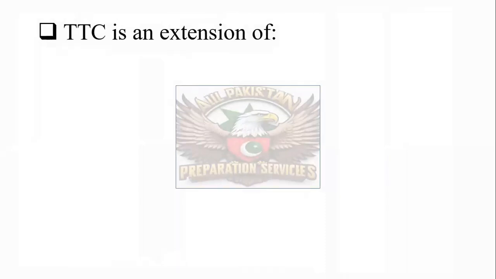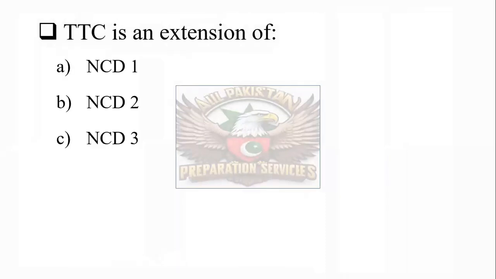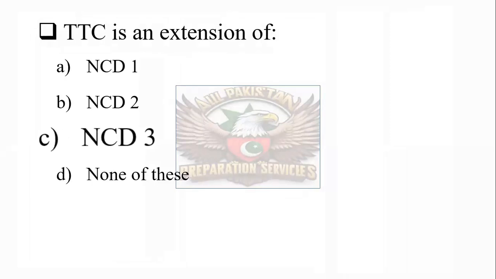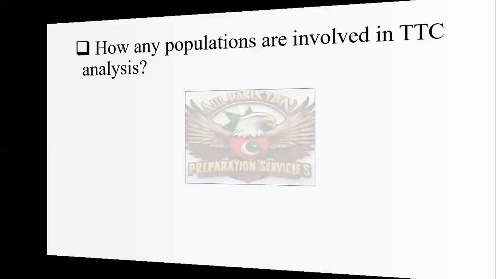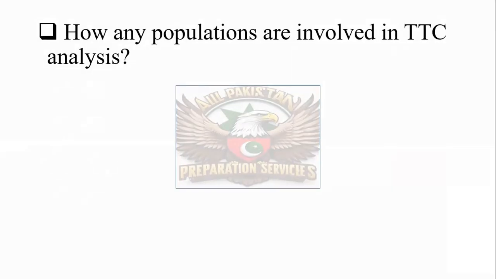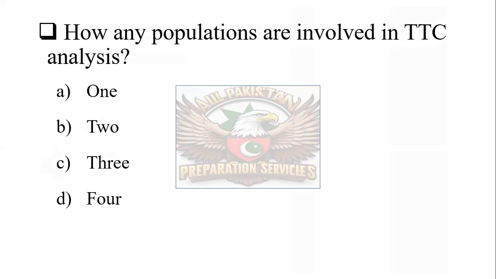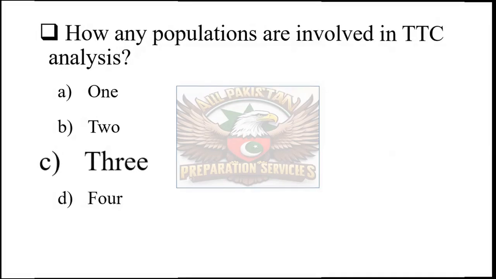TTC is an extension of NCD1, NCD2, NCD3, or none of these? The correct one is NCD3. TTC is an extension of NCD3 pattern. How many populations are involved in TTC analysis? 1, 2, 3, or 4? The correct one is 3. Three populations are involved in TTC analysis.